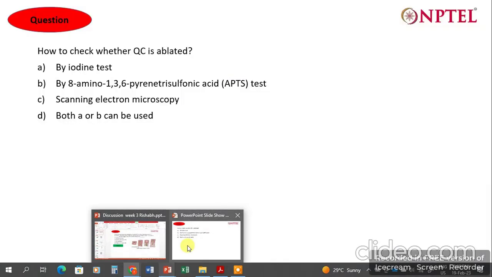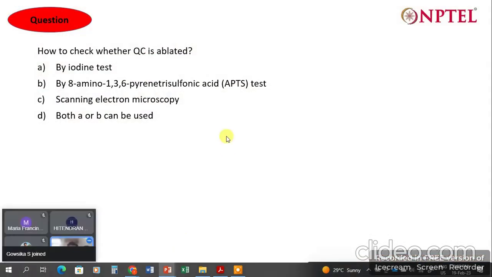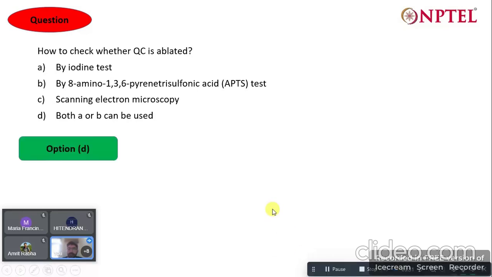Both A and B, sir. Okay, anybody else? Yes, we can use both A and B to check whether the QC is ablated or not.